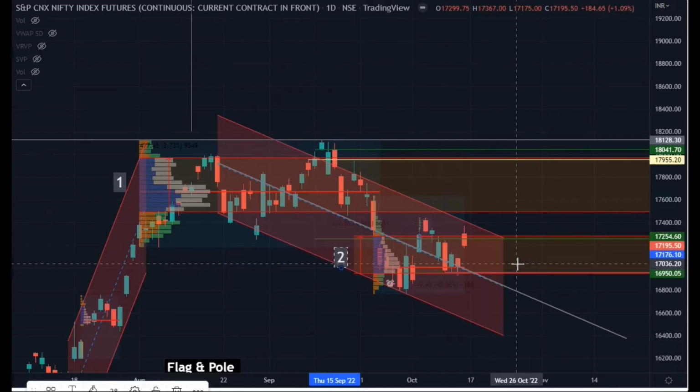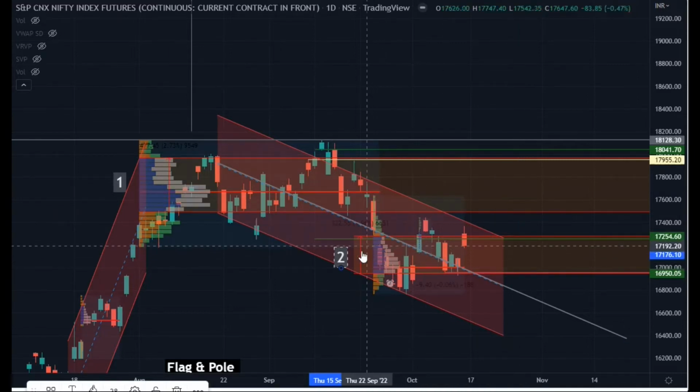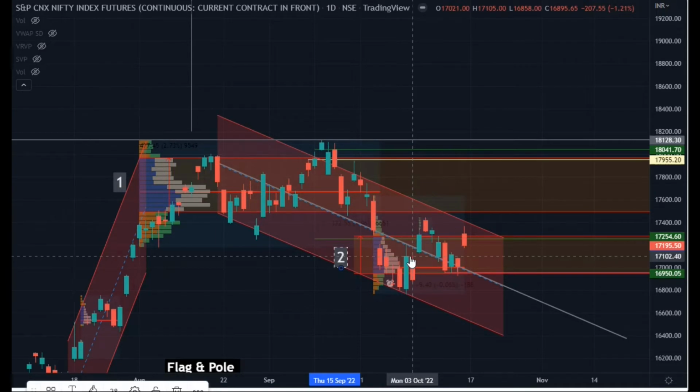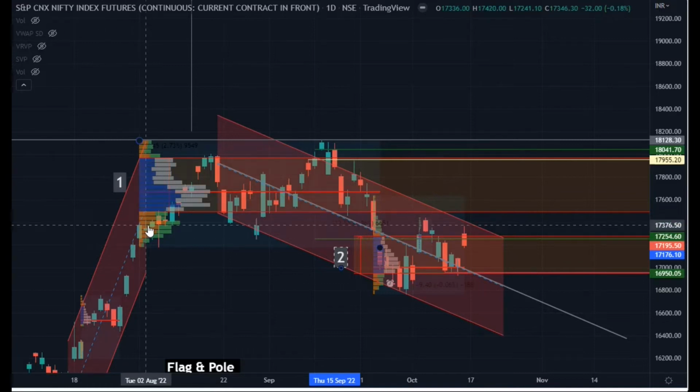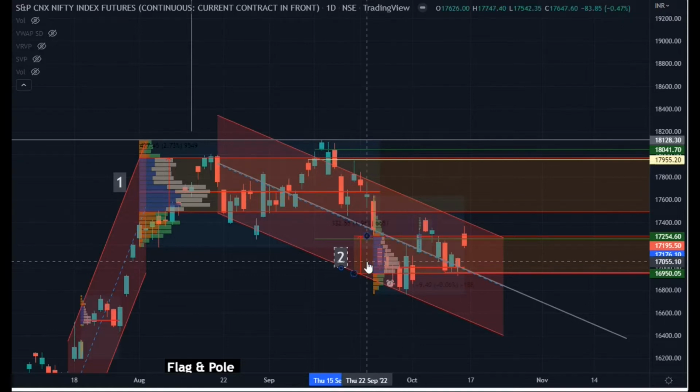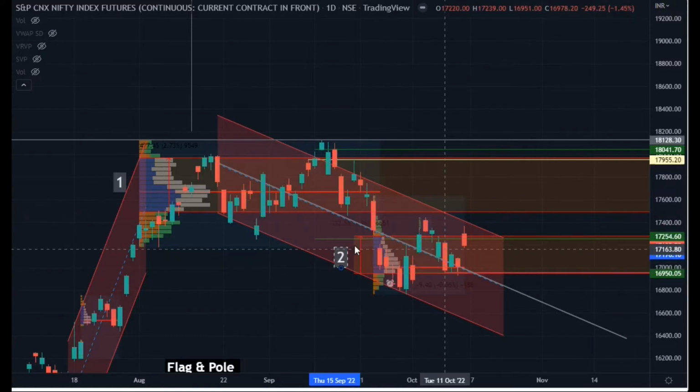Now what is a balance area? A balance area is an area where prices tend to revert back. They go to the extremes and then revert back into the balance area. The balance area is basically where 70% of all trades happen within a particular time span. If I define balance area 1 from the 1st of August to the 23rd of September, 70% of the trades happened between 17,500 and 18,000. And in the last 3 weeks we've been ranging from 16,950 to 17,270 odd, so that's about 300 points. We've been ranging in a balance of 300 points.